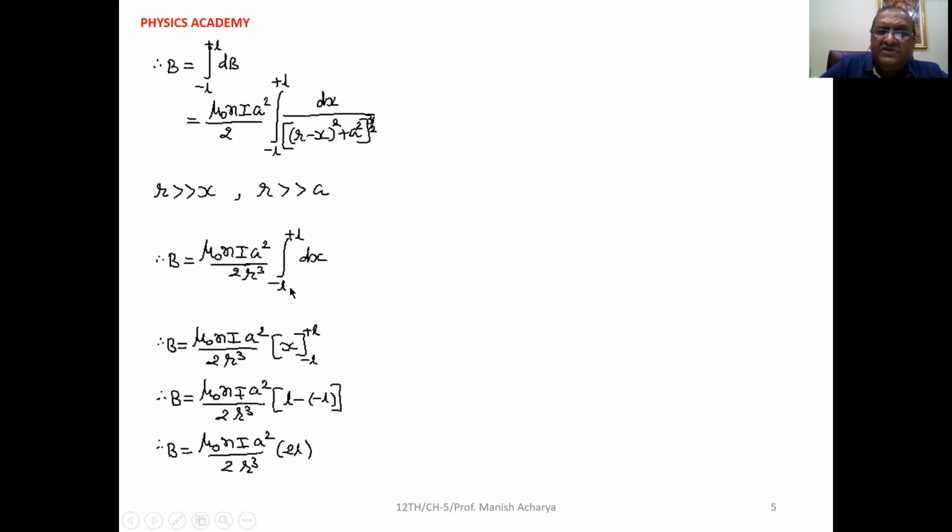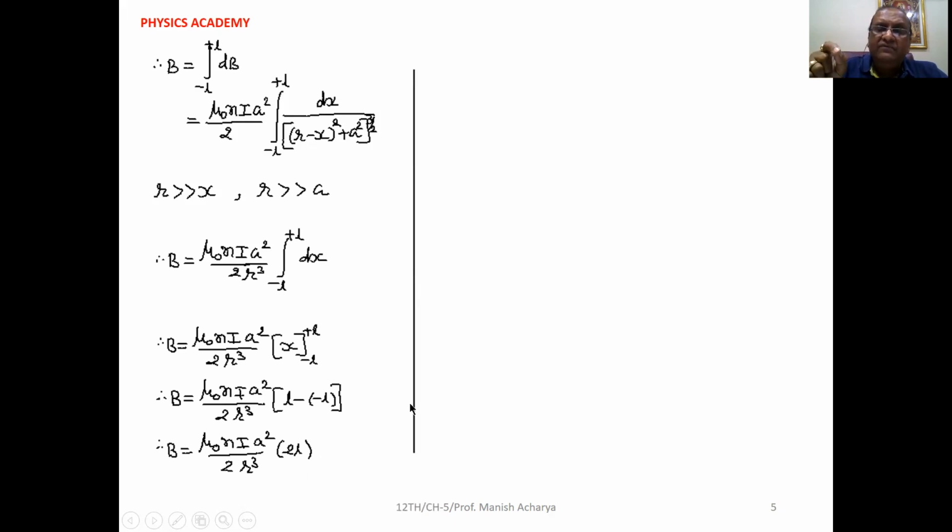So the integration of dx is x, with limits minus L to plus L, and this part is as it is. Now substitute the limits: x equal to plus L, then minus x equal to minus L. So B is mu 0 n I a square upon 2r cube into 2L.